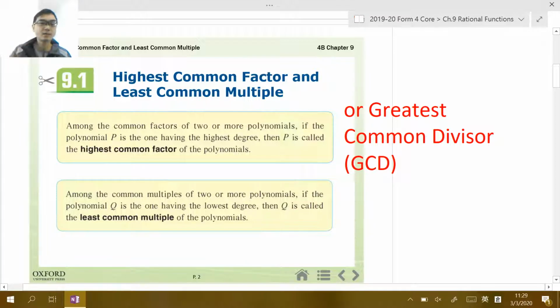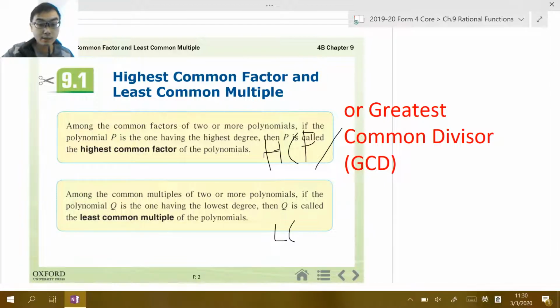If I say LCM is least, so the opposite should be greatest, not highest. I don't know why it's called highest, but anyway. No matter if we talk about HCF or GCD, they are just the same. You just need to remember the word HCF, or we simply say GCD, and the next one is LCM.